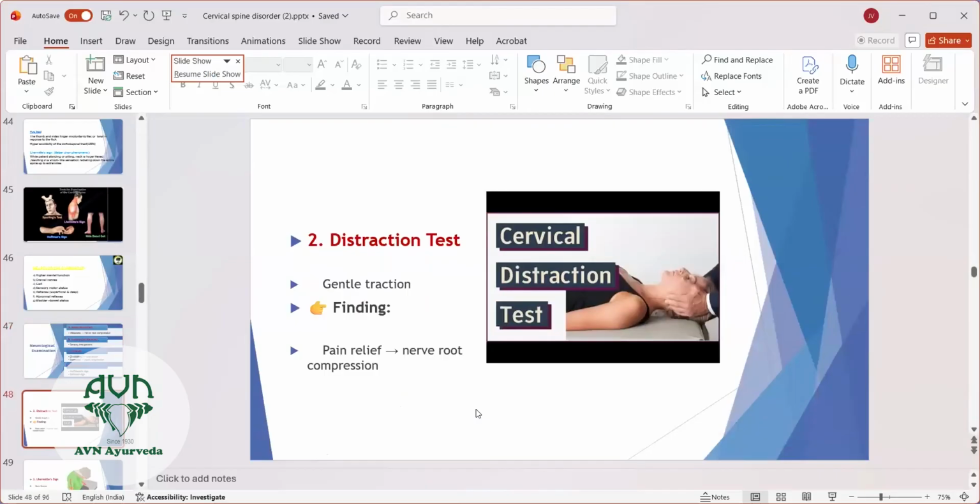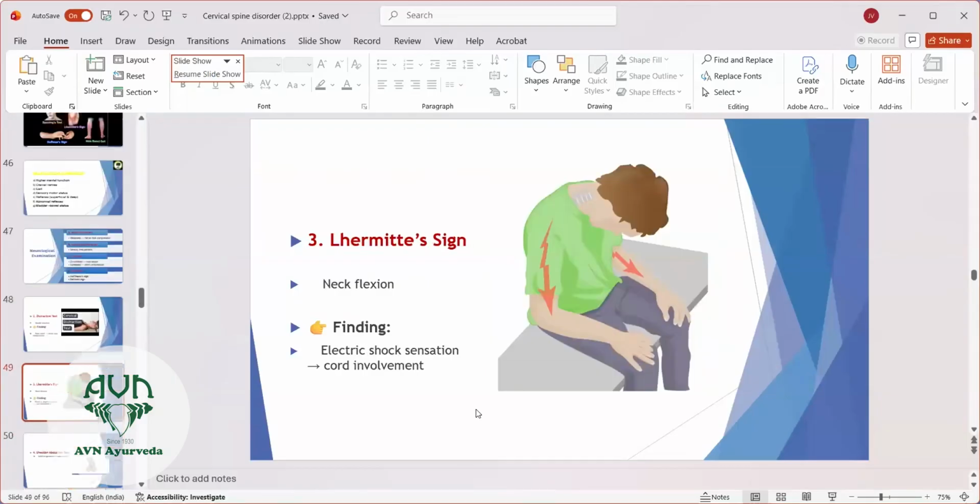Yet another test is called the neck distraction test. While the patient is lying down on the cot, a gentle traction is given to the neck. If the pain subsides, that means root compression is there. While the patient is lying on a table, gentle traction to the cervical region will relieve the pain in the upper limb. Then the test is positive. The test is called the neck distraction test.